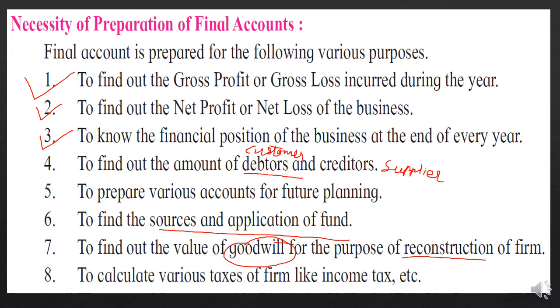To calculate the various taxes of the firm, like income tax and all. Every company has to pay income tax every year. So for that the company must know their actual profit, or net profit, after all the deductions and expenses. So for the calculation of taxes, the final account is compulsory.